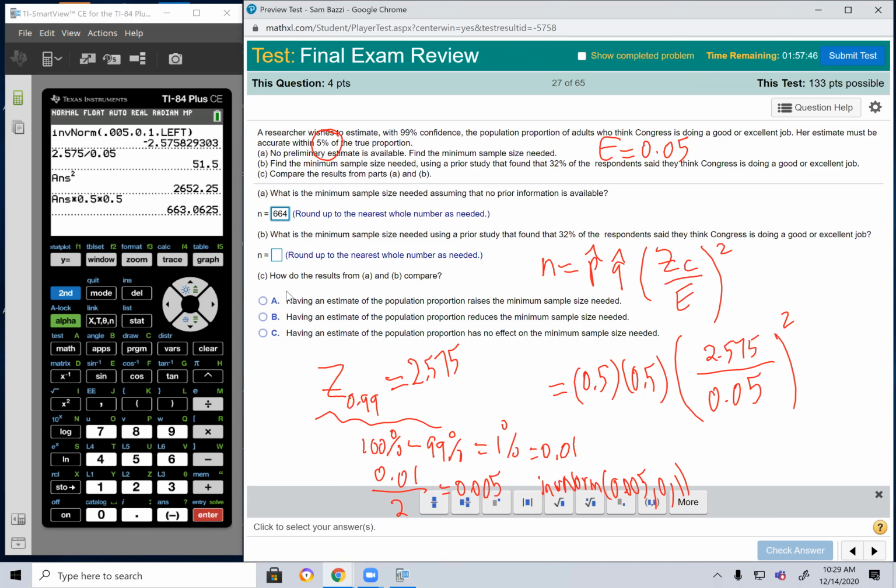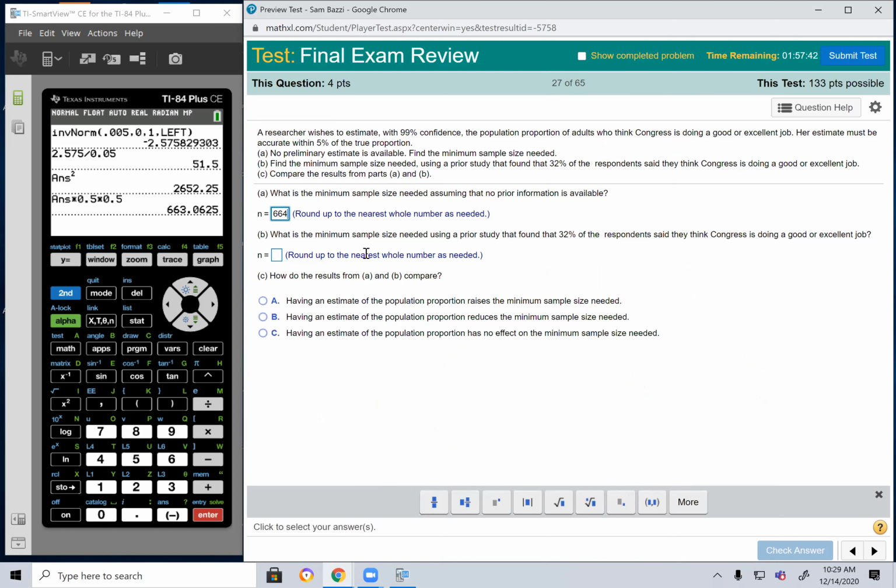Always round up. Okay, let me clear the drawings. What's the minimum sample size needed using a prior study that found that 32% of the respondents said that they think Congress is doing a good job? Now he gives you an estimate of p hat.